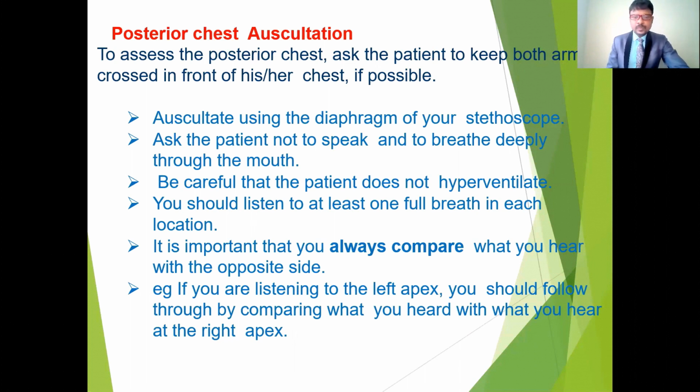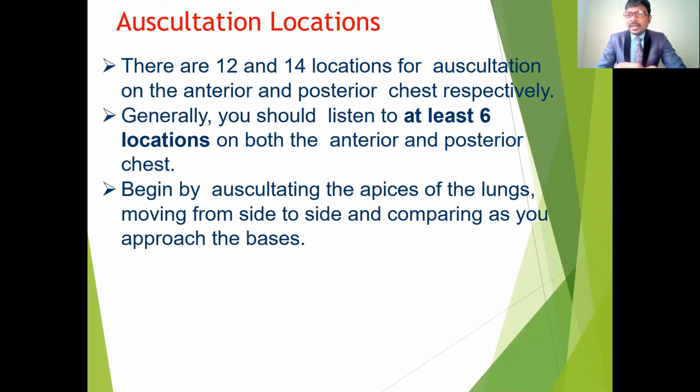As an example, if you are listening to the left apex, you should follow through by comparing what you heard with the right apex. If you check the right apex, then we have to check the left apex also. Likewise, we have to compare the upper lobe of the right lung and the left lung. About the auscultation locations, there are 12 to 14 locations in the anterior and posterior chest wall. Of these 12 to 14 areas, at least 6 locations we have to assess. Then only are we going to find the abnormal and normal breath sounds.